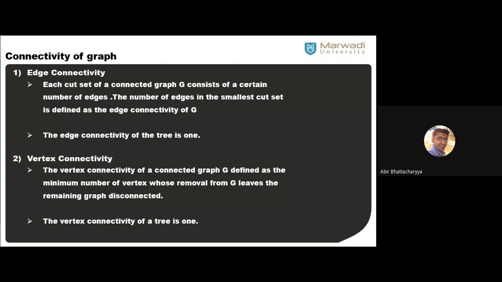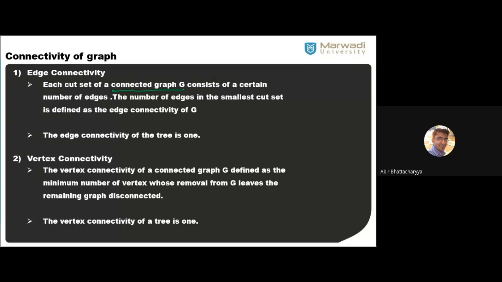First of all, edge connectivity: each cut set of a connected graph. So the graph must be connected. Whenever I ask you about edge connectivity or vertex connectivity, you must have a connected graph. Every cut set of the connected graph contains a certain number of edges. Suppose you give me a cut set of 5 edges, your friend gives me a cut set of 2 edges, and another person gives me a cut set of 1 edge. The number of edges in the smallest cut set is defined as edge connectivity.